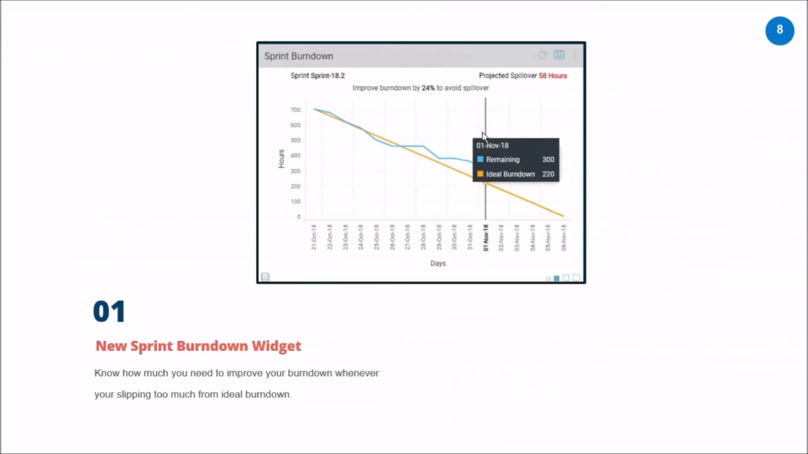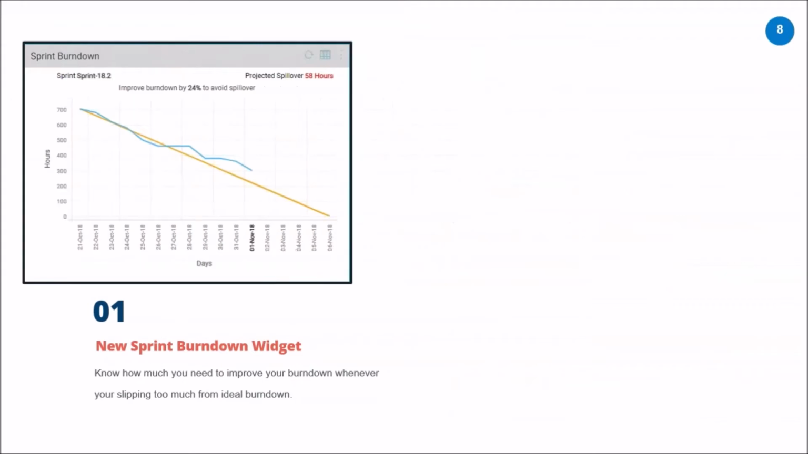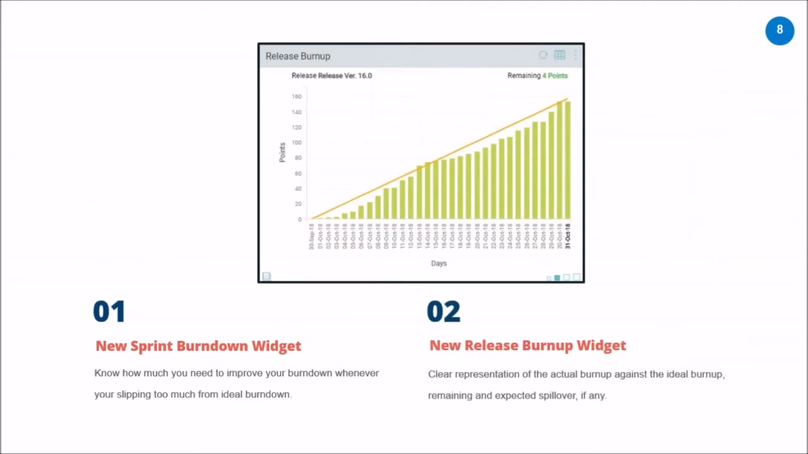So to quickly summarize, we looked at the new sprint burndown chart, how you get a better representation of the burndown with respect to the ideal line, as well as get tips if there are possible slippages that are going to happen. And similarly on the release burnup front, where you see your ideal burnup line.